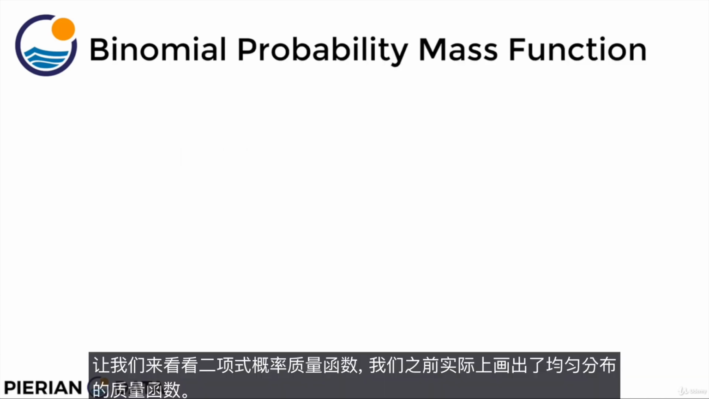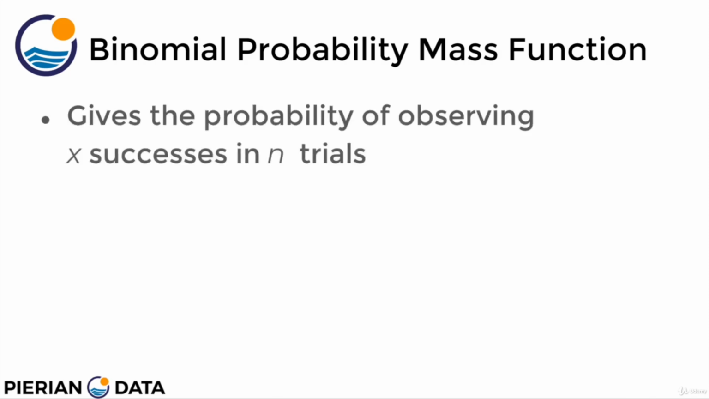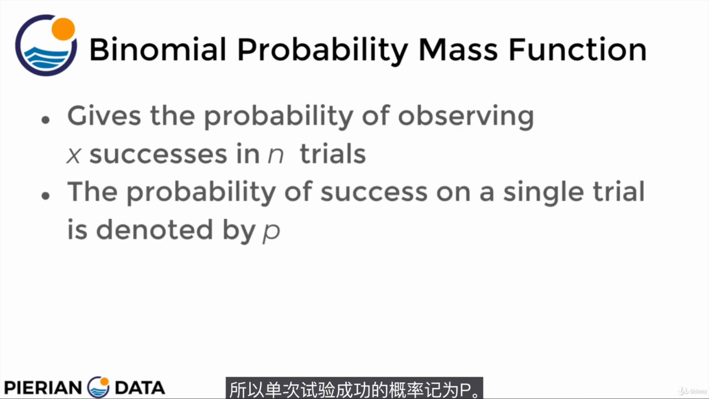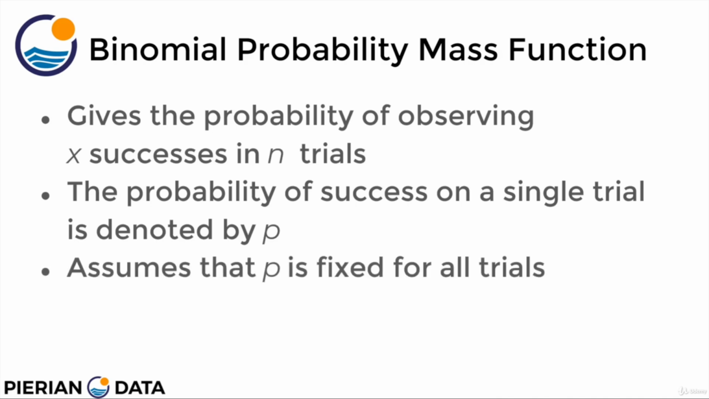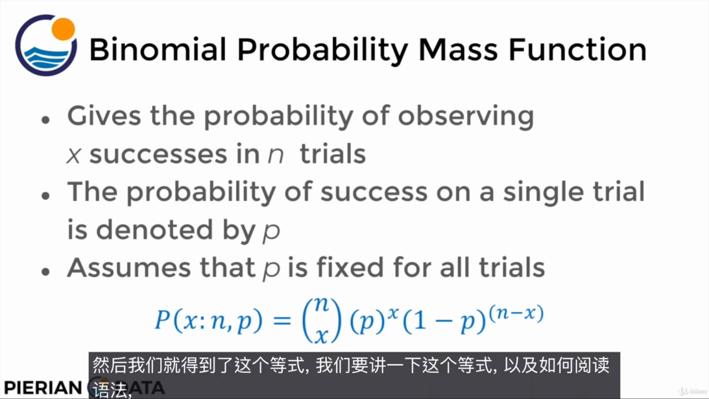So let's take a look at the binomial probability mass function. And we actually plotted out a mass function for the uniform distribution earlier. Now we're just going to do one for a binomial probability. So this gives the probability of observing X number of successes in N number of trials. So the probability of success on a single trial is denoted by P. And this assumes that P is then fixed for all trials. And then we actually get this equation.